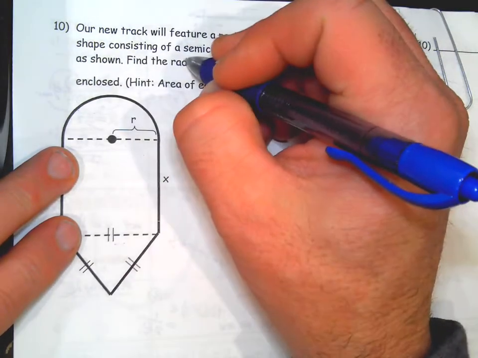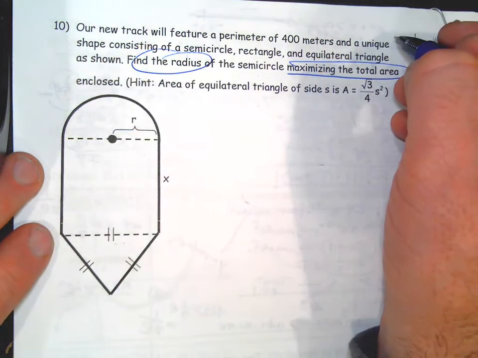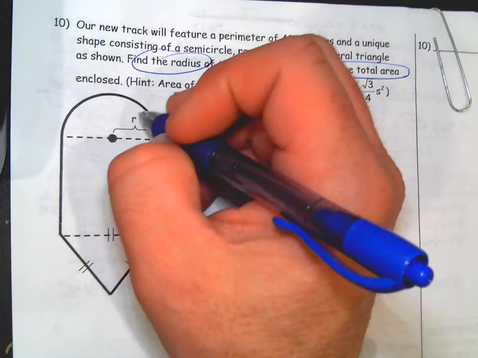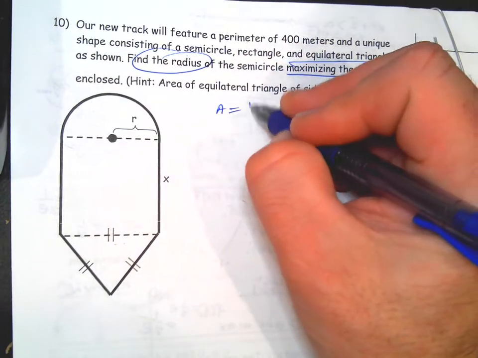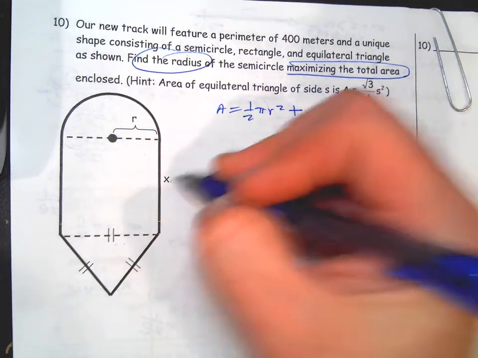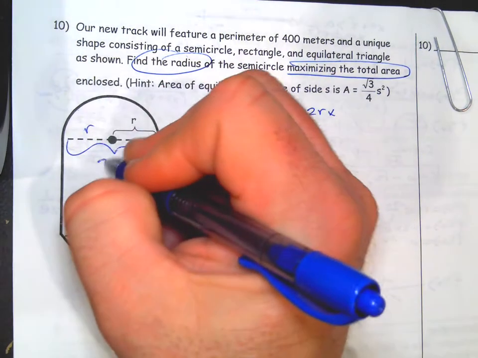So we're trying to find the radius to maximize total area. So we've got to get an area formula. We have R, we have X. This is going to be 1/2 pi R squared. This is going to be 2RX, because, right, 2RX.